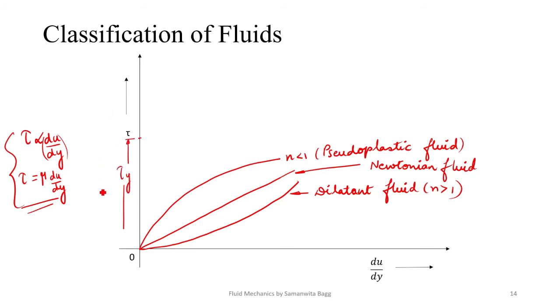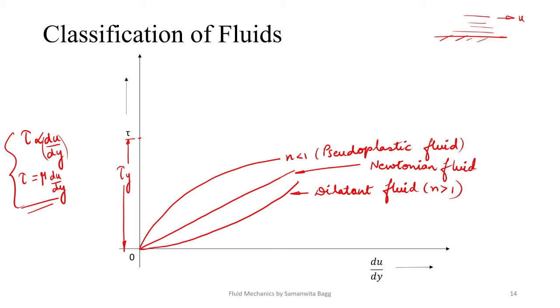Tau y stands for yield shear stress, which means suppose this is your surface and you have some fluid layers here, you are applying some velocity u, but for some time you will not observe any movement in the layers. It will take some time to yield, that is, to start to flow. So that is called yield shear stress.